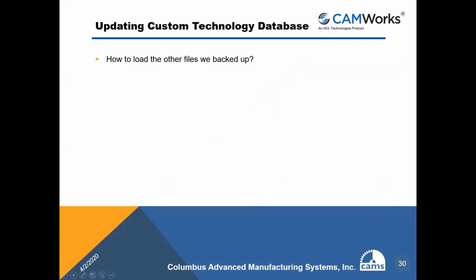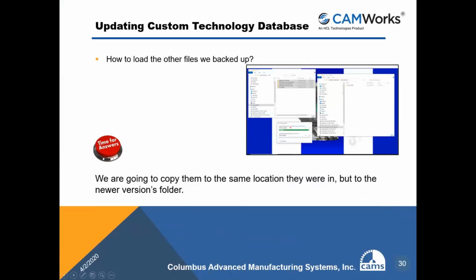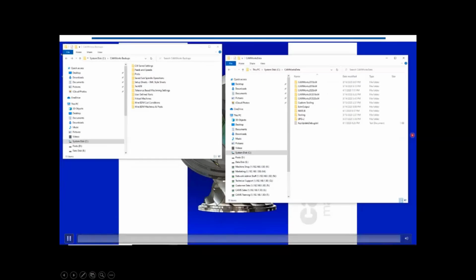And then restoring the files here, this is kind of the last step I have, is how do we load the other files we backed up? Because that was a whole lot of them there. So we're going to put all the pieces of the puzzle back together here. We're going to copy the same location they're in, but to the newer versions folder.